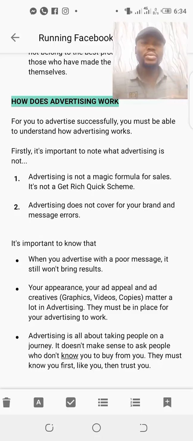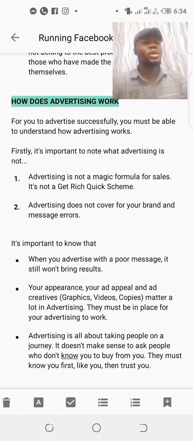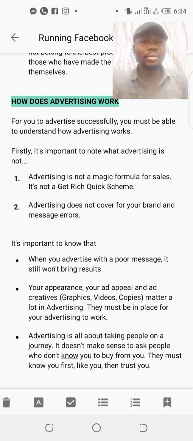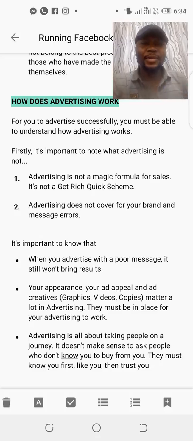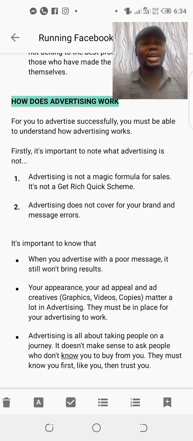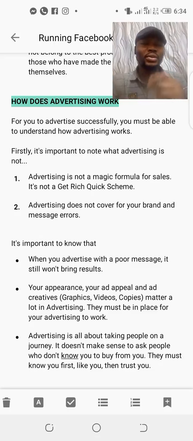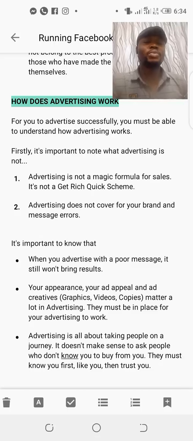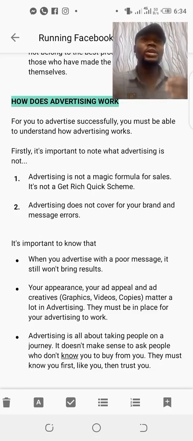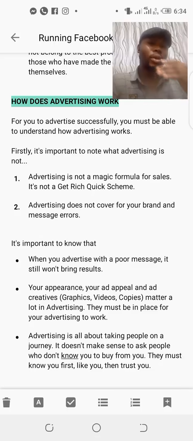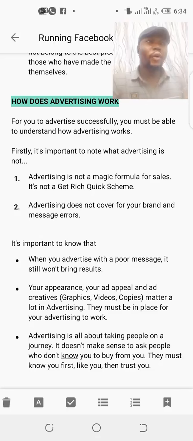So when people come to me and they tell me they want to advertise, I ask them, do you have a proven system of getting customers? If you don't have a proven system of getting customers, then you can't expect advertising to work. Because advertising is like scaling your efforts, magnifying your efforts. If it cannot work with one person, then it cannot work with 100,000 people. So you must have been able to prove on a low scale that this system is going to work. So you're now taking this system to a larger scale.